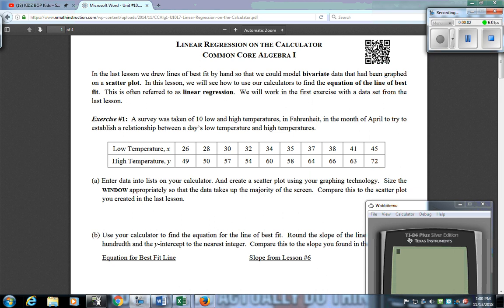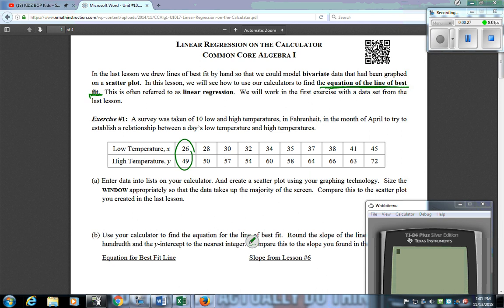Hey everyone, we're going to start talking about how to do linear regression models, and sometimes on the regents, they describe them as finding an equation of the line of best fit. So very often when you do one of these, they're going to give you sets of points. And in this case, we have 10 coordinates.